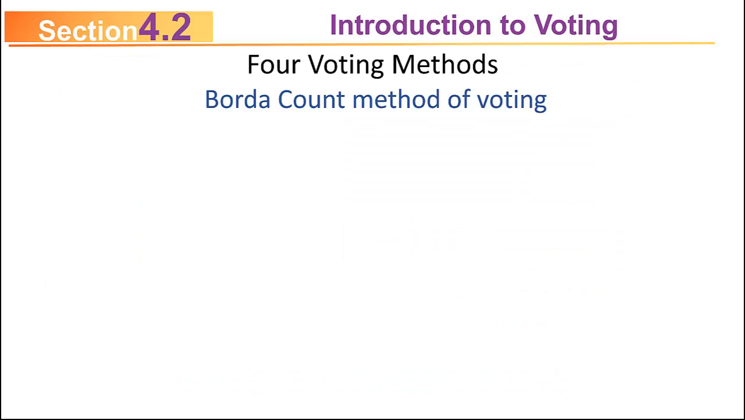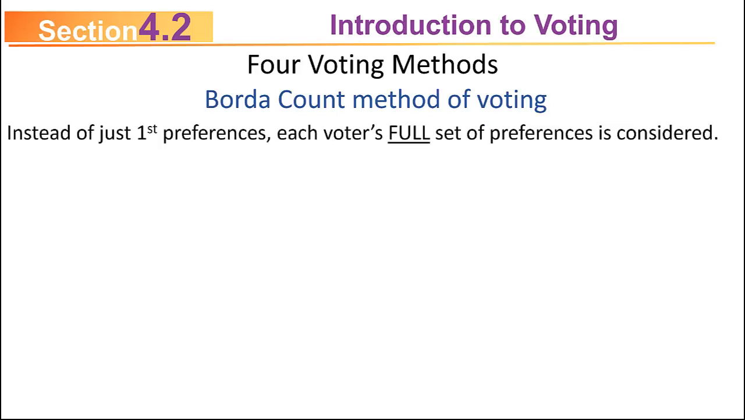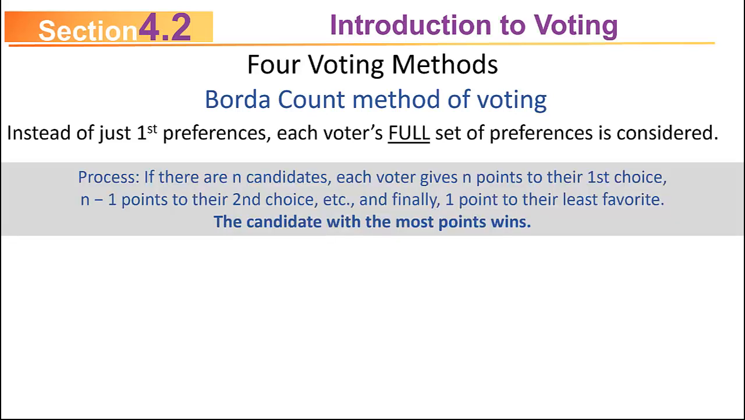The second of our voting methods is the Borda Count method, and it does take into account more than just the first place votes. Instead of just first place preferences, each voter's full set of preferences is considered. If you want to describe the process in words, you could say something like this. If there are n candidates, each voter gives n points to their first choice, n minus 1 points to their second choice, and so on, until you finally get down to the least favorite candidate getting 1 point. And the candidate with the most points wins.